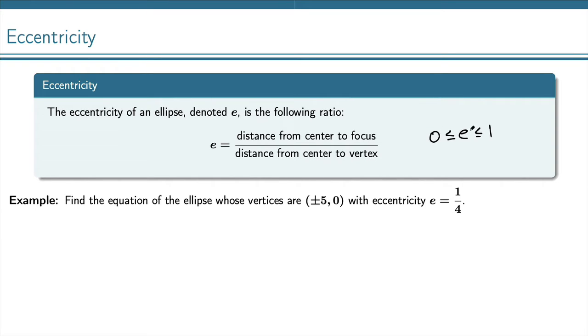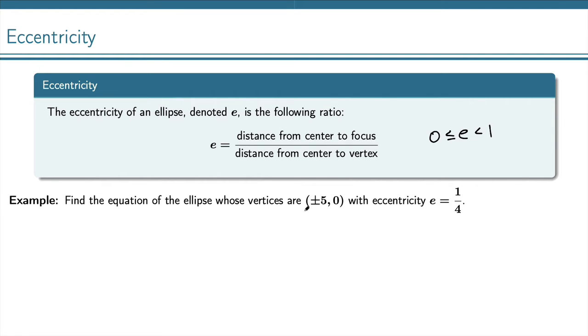If the eccentricity is 0, we actually have a circle. A circle is the least eccentric of all the ellipses. And actually, the only way that it would equal 1 is if the focus and the vertex are the same, which actually would produce something that's not an ellipse at all. So actually, this is not going to be able to equal 1. So let's look at an example.